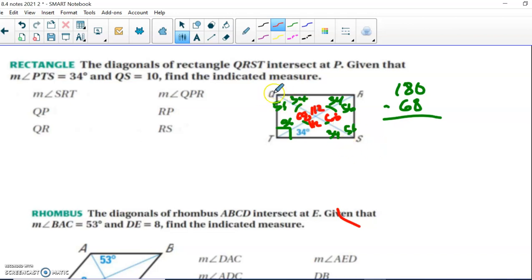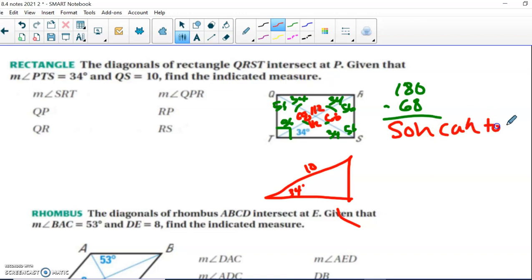Now, I know the diagonals are 10. If one diagonal is 10, I know the other one has to be 10 also. Now I can get the sides. We're going to use good old SOHCAHTOA. So we're given the diagonal is 10. We're given this acute angle is 34. So if we go back to SOHCAHTOA, I'm looking for opposite. I have hypotenuse. Looks like we're going to start with sine.